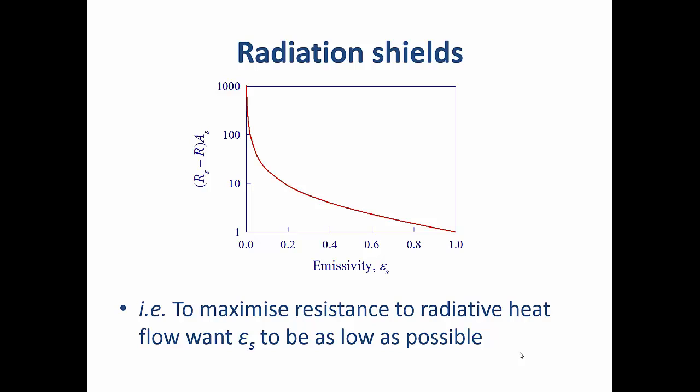And what that means, if we plot RS minus R multiplied by AS, is you can see that the difference between those two terms becomes very large if the emissivity is very small. In other words, if we want to maximize the resistance to radiative heat flow, we want the emissivity to be as low as possible.